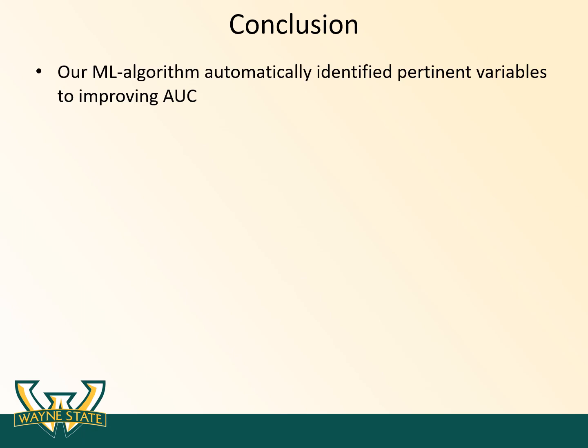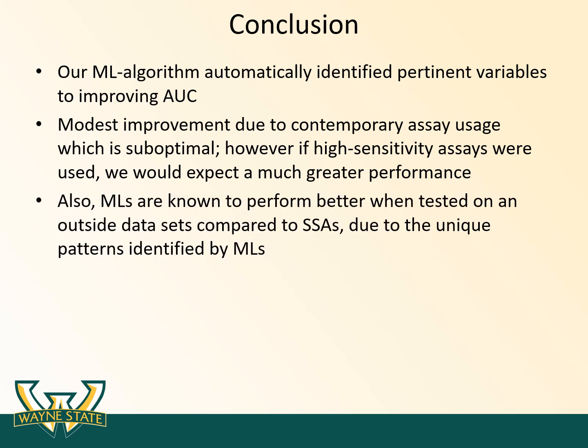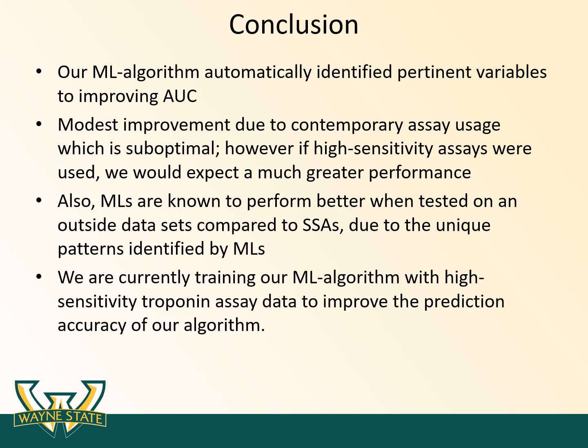So in conclusion, our machine learning algorithm automatically identified pertinent variables to improve AUC, albeit it was a modest improvement due to contemporary assay usage. However, if we used higher sensitivity assays, we would expect a much greater performance of our machine. Also, machine learning algorithms are known to perform better when tested on outside data sets compared to SSAs, which is a unique advantage of MLs over SSAs.